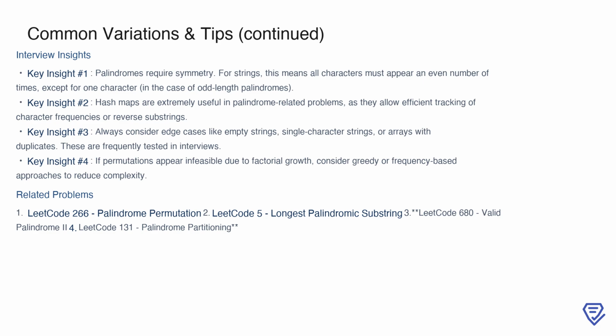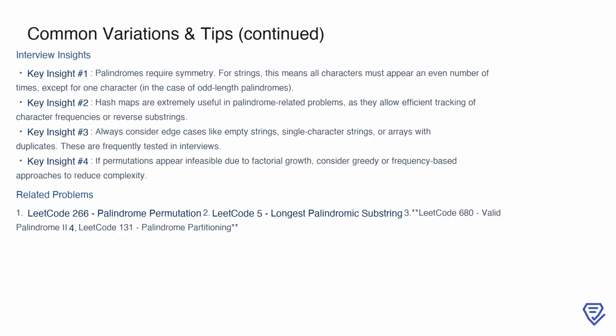Now, let's focus on insights that are particularly relevant for interviews. A key concept to remember is that palindromes require symmetry. For strings, this means all characters must appear an even number of times, except for one character in the case of odd-length palindromes. Understanding this symmetry can guide your approach to solving related problems. Hash maps are another powerful tool in palindrome-related challenges, as they allow you to efficiently track character frequencies or reverse substrings for quick lookups. Additionally, don't forget to account for edge cases, such as empty strings, single-character strings, or arrays with duplicates. These scenarios often come up in interviews to test your thoroughness.